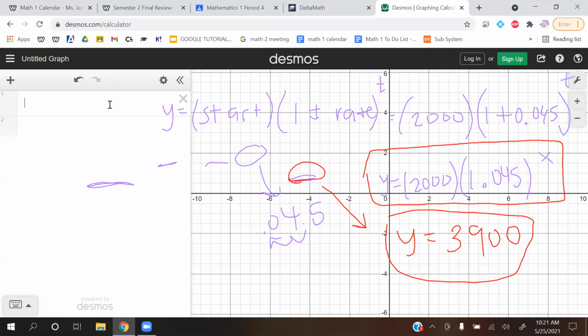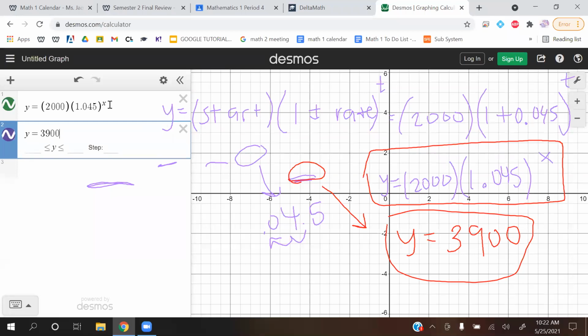Y equals 2,000, 1.045 to the power of x. I'm not typing this properly. 1.045 to the power of x. There we go. First equation done. Next equation is y equals 3,900.